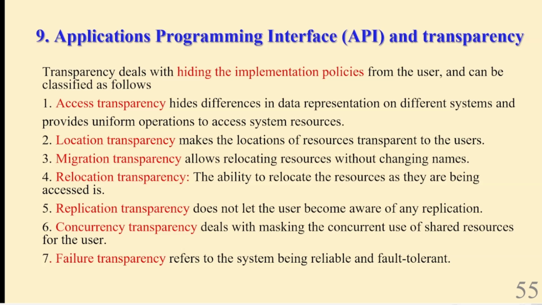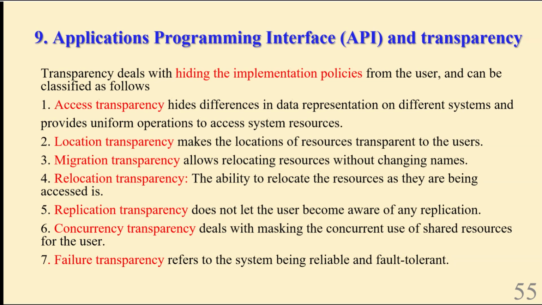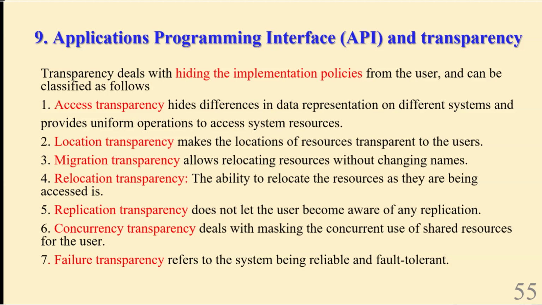Whereas location transparency is where the user will not know where the resource is. Migration transparency is where a resource can move without affecting users. Replication transparency: multiple copies appear as one. In failure transparency, the system continues even if some component fails. Then we have concurrency transparency: multiple users access simultaneously without conflict. Then there is one more, persistence transparency. Here data survives even after the program stops. That is persistence transparency.